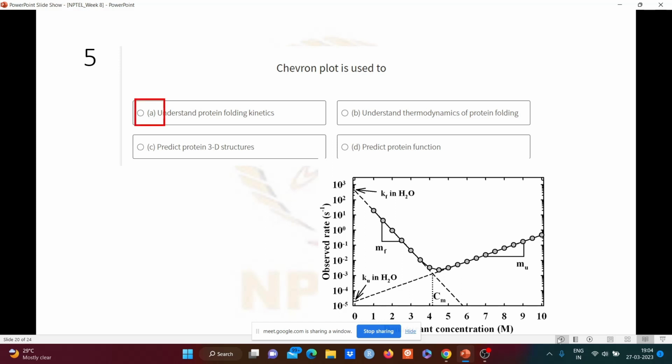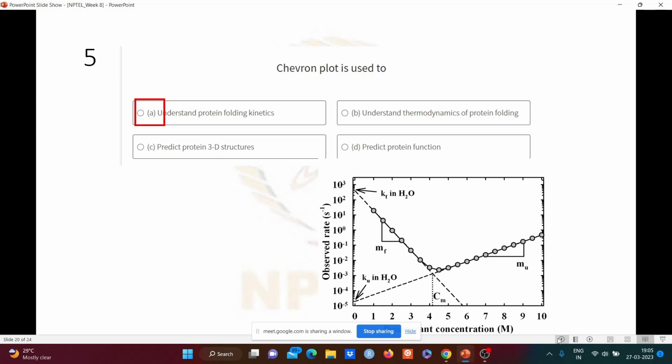Yeah, it is used to analyze the folding kinetics of a protein. It is named after the chevron shape of the plot, which resembles the chevron arrow symbol. So the plot shows the rate of folding or unfolding as a function of denaturant concentration, usually using urea or guanidine chloride as the denaturant.